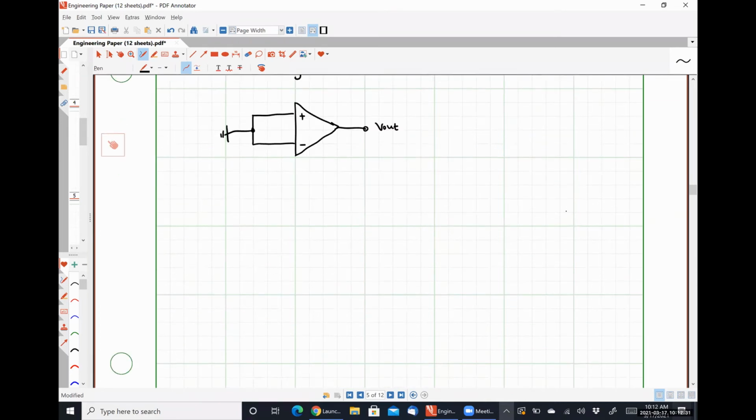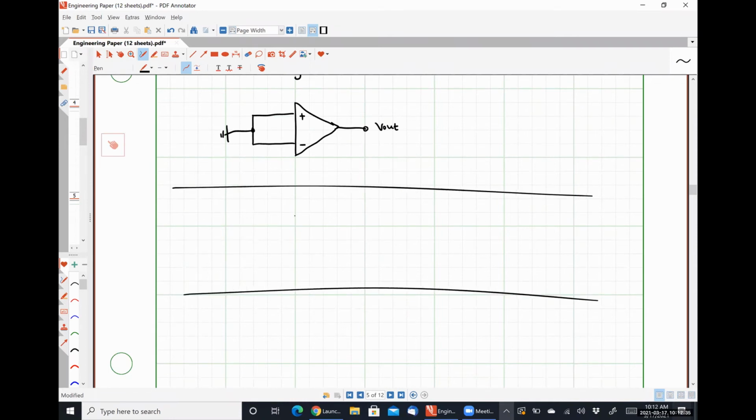Just as a quick aside, for a generic op amp, most packages have our non-inverting input terminal, our inverting input terminal, and our output terminal. Those are the ones that we've been using all the time, right? All the way from circuits 1, and in circuits 2 for sure.